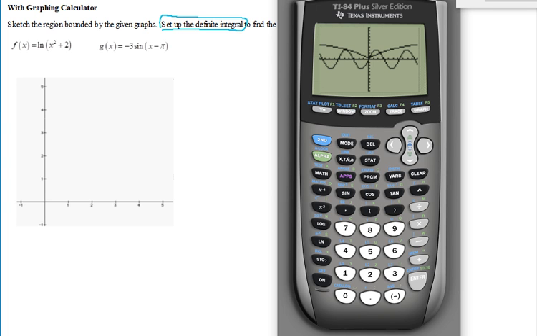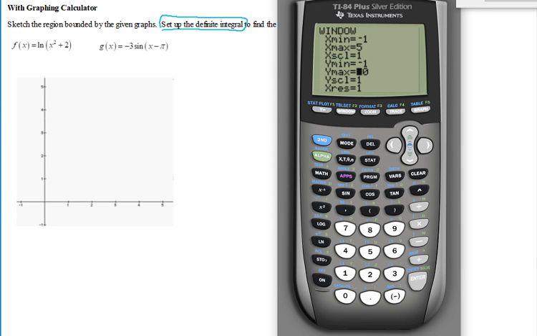So you can see the region enclosed is right in here. If you want to zoom in on that, some regions are really small, some regions are really large, so you have to change your window size. You hit window, and I'm going to go from -1 to 5 on the x min and max, and -1 to 5 on the y min and max. They don't have to be the same for the y and the x. This one just happens to work out nicely.